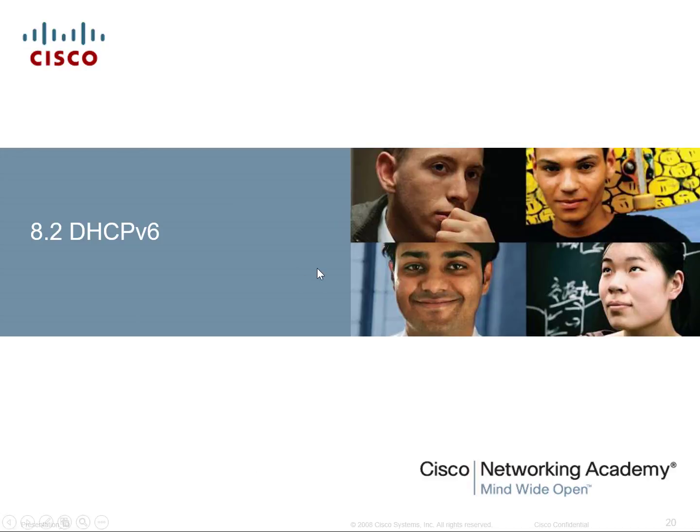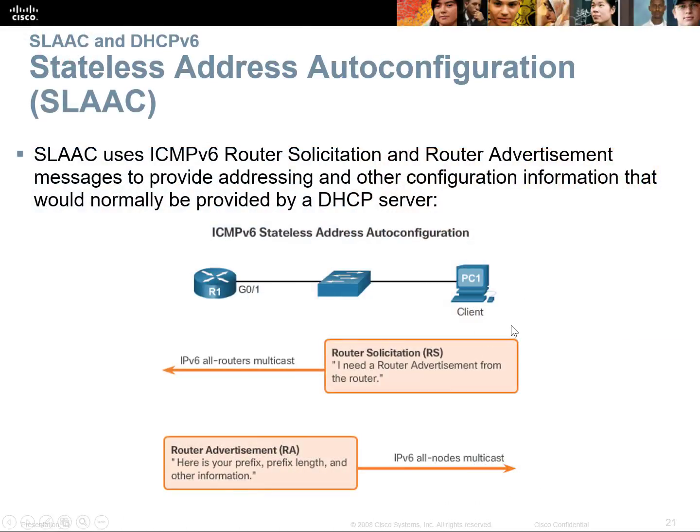Okay, finally we have 8.2, DHCP version 6. This is kind of the same thing, except it uses what is called stateless address auto configuration, which is kind of how you would pronounce DHCP on IPv4, but now they call it SLAAC.